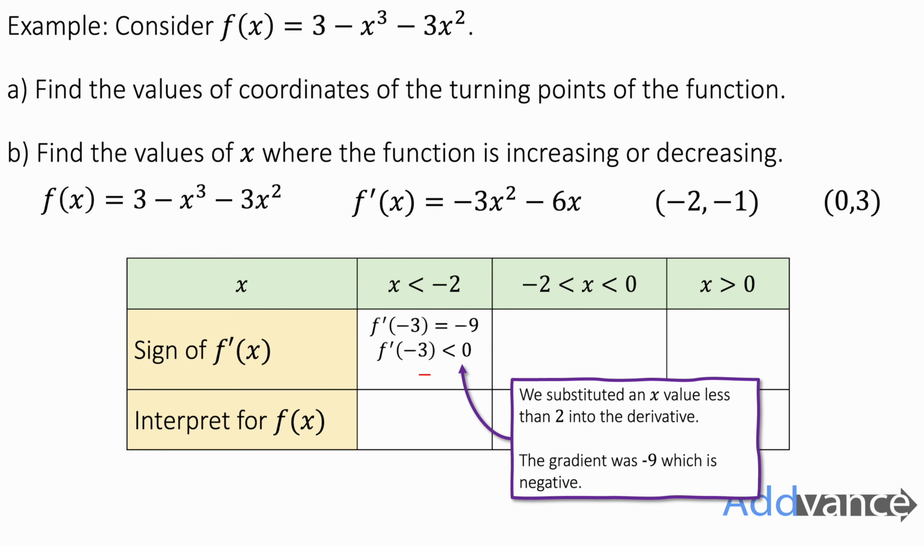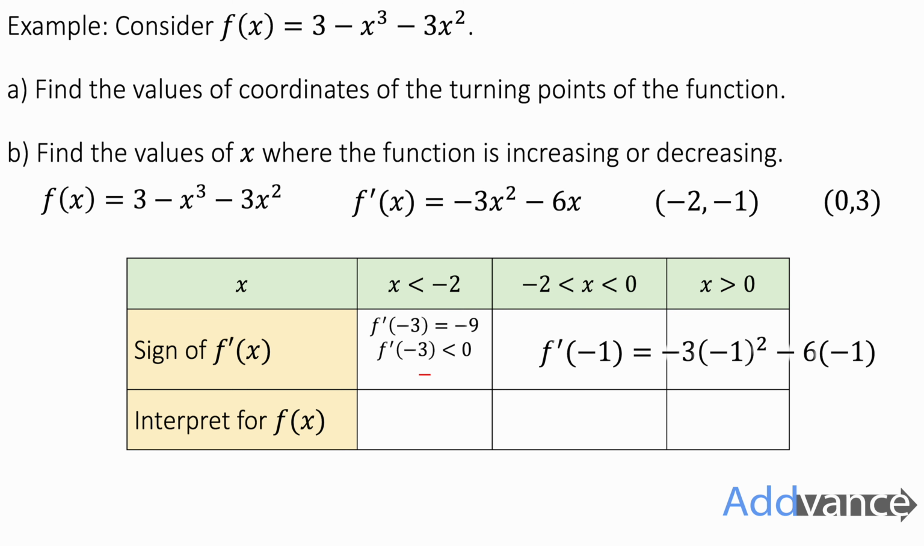And so we can say that the derivative is negative, and so it's going downwards before minus 2. So we're substituting an x value less than minus 2 into the derivative. The gradient was minus 9, which is negative. So I can conclude that it's decreasing here.